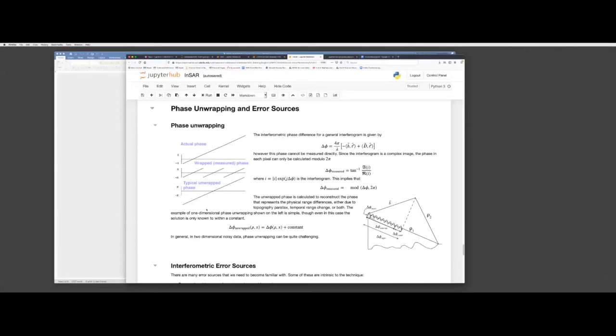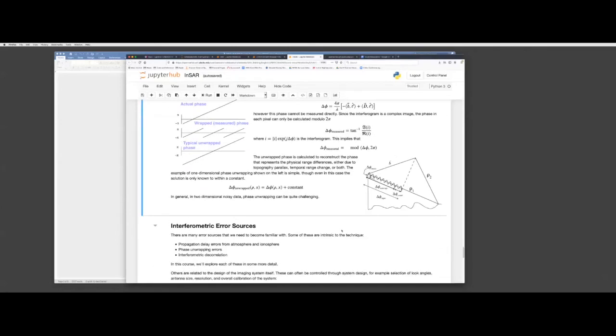So in the real world, phase unwrapping is much more challenging than this simple problem. It's in 2 dimensions. There's noise, there's shear, there's all kinds of factors in the data that cause unwrapping to be a challenge. But in principle, this is what we're doing. We're just taking the measured phase modulo 2 pi, unwrapping it, and we get the right answer to within a constant.